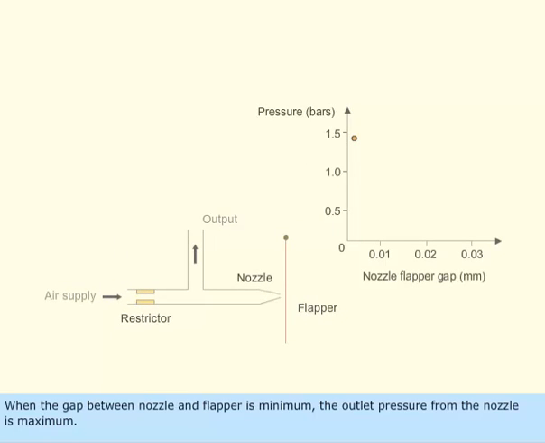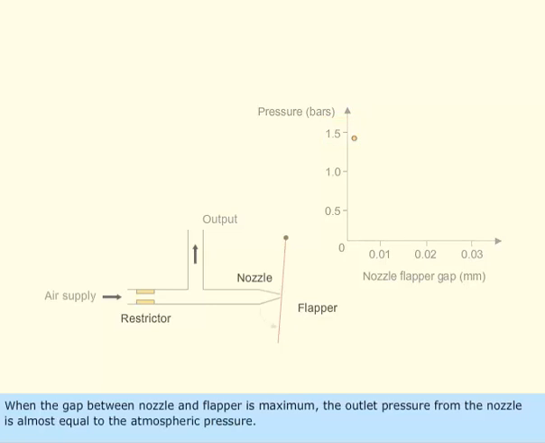When the gap between nozzle and flapper is minimum, the outlet pressure from the nozzle is maximum. When the gap between nozzle and flapper is maximum, the outlet pressure from the nozzle is almost equal to the atmospheric pressure.